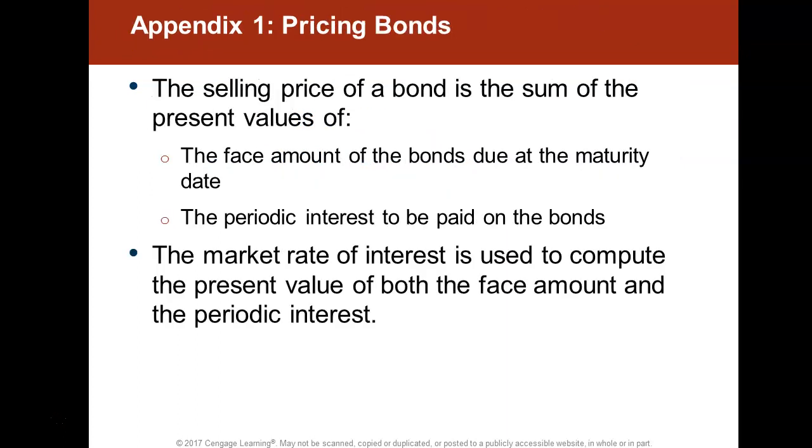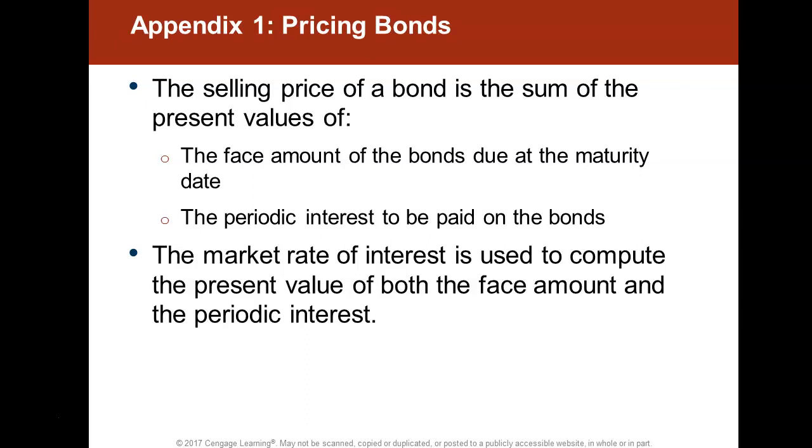So pricing the bonds is going to have some components involved. It's going to be the face amount of the bonds due at maturity, and it's going to be the periodic interest. And the periodic interest, in the examples that we've had before, is going to be the 100,000 times the coupon rate times the time, in this case, 6 month period.